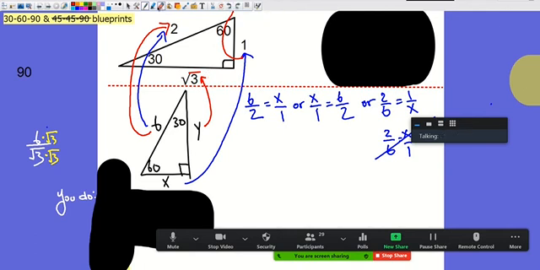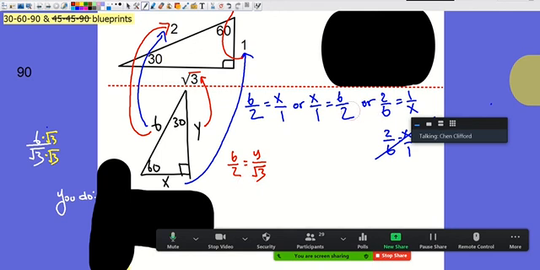And again, you can think of it as the y is across from the 60, just like the root 3 is across from the 60. All right, so I'm just going to follow the arrows. That's the hardest part now. And we just follow the arrows. 6 over 2 is equal to y over root 3.